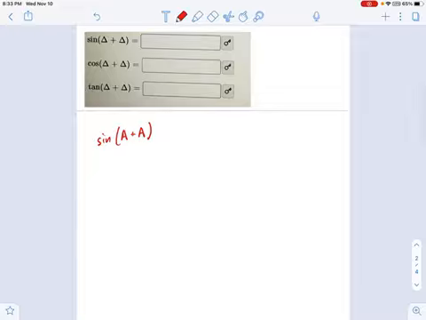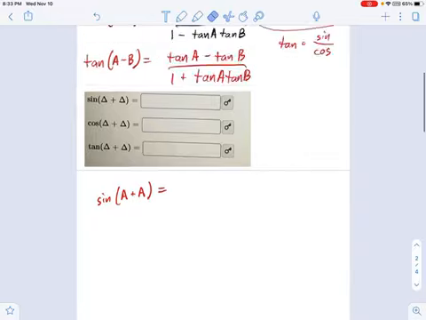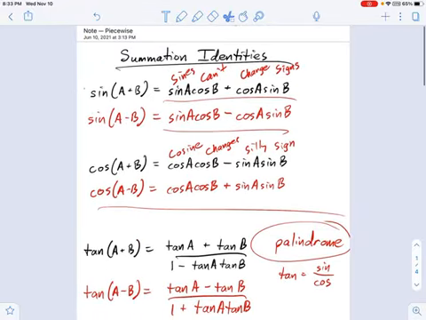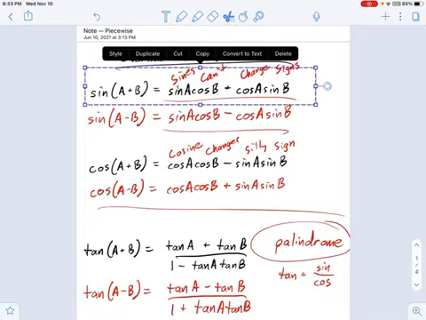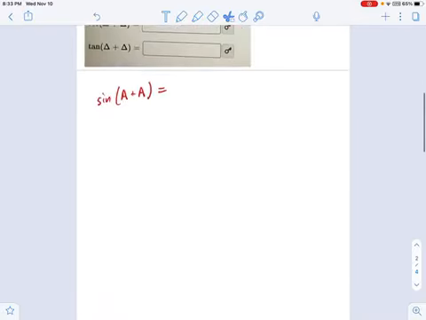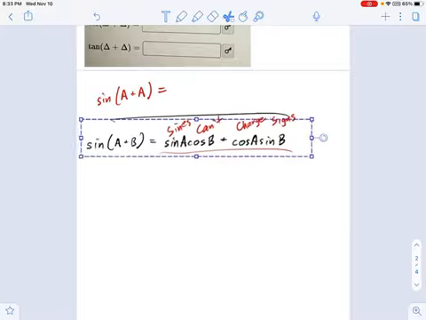This is a simpler version of that, where instead of a plus b, it's just a plus a. So the angles are actually the same, they're not different, which makes this easier to keep track of, not harder. So remember here, I'm going to grab this and use it. Come over here, paste, there we go.